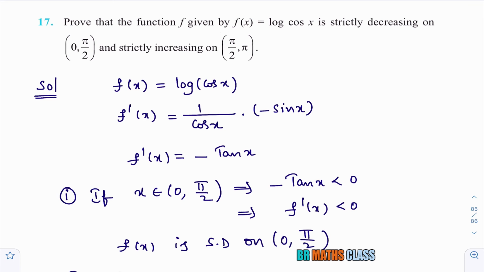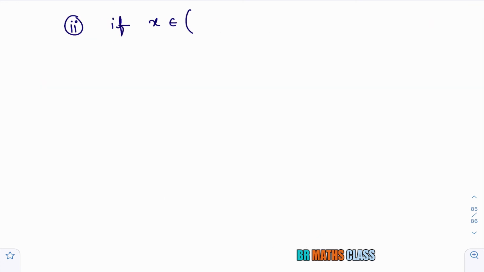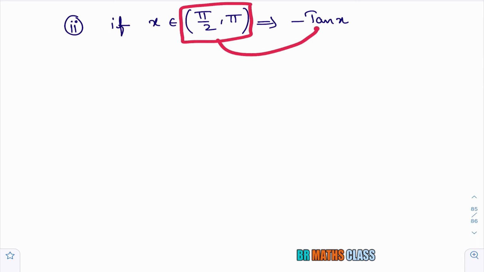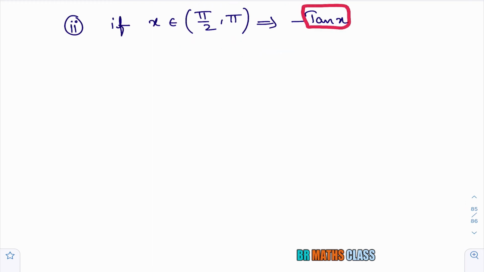Now I need to prove that this function is strictly increasing on this interval. If x belongs to open interval pi by 2, pi, that means x is in second quadrant. If x is in this interval, then what about tan x? Is it less than 0, greater than 0, like that you check. This is second quadrant. In second quadrant, tan x is negative. That negative quantity, if I multiply with negative, negative into negative will become positive. So minus tan x is greater than 0.